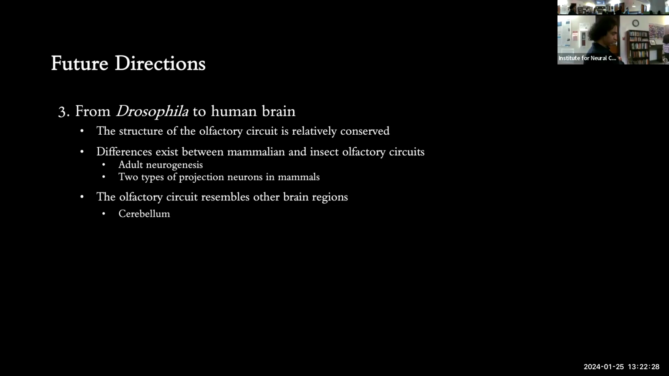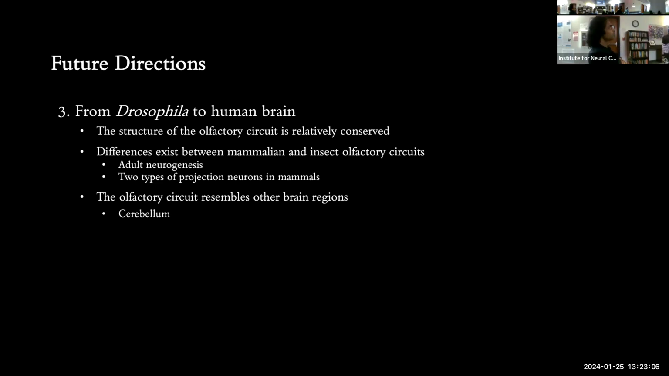For example, there is no adult neurogenesis in the insect brain, but there is in the brain of mammals. And also, there is only one type of projection neuron in insects, but there are two in mammals, and in fact in all land vertebrates. What this suggests is that evolution might have evolved a parallel pathway to transform odor information. Why do we need two parallel pathways to do that? And what's the usage of the newly evolved pathway is another interesting thing to look at.